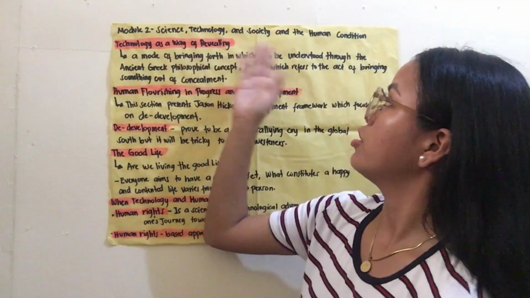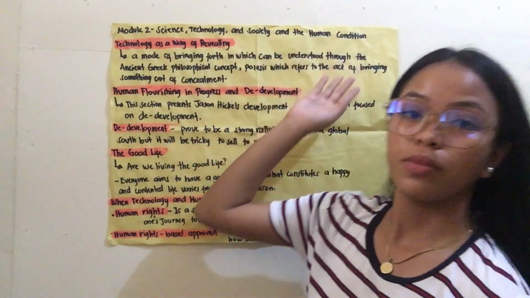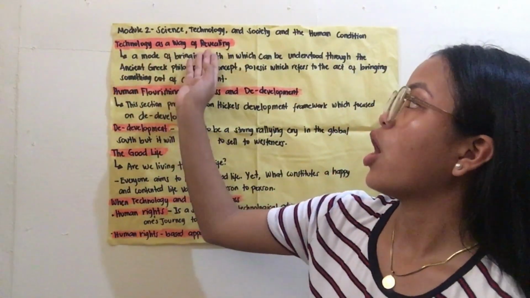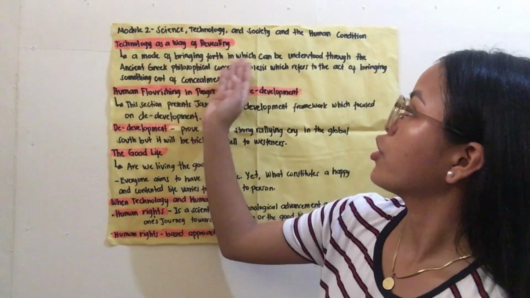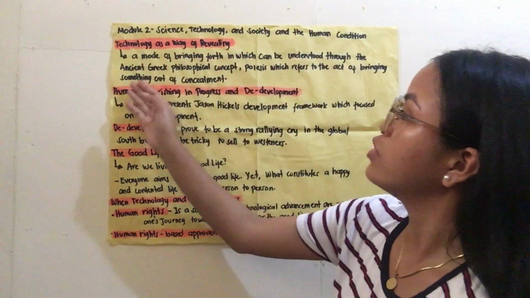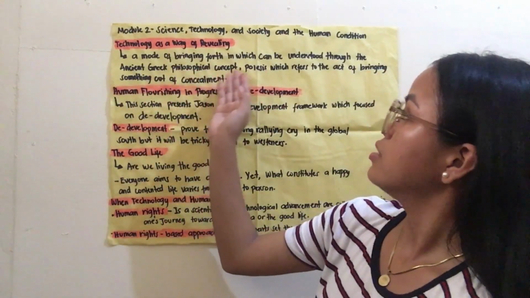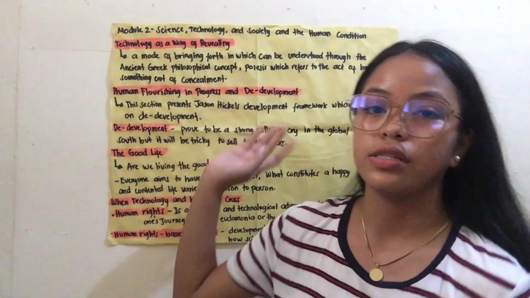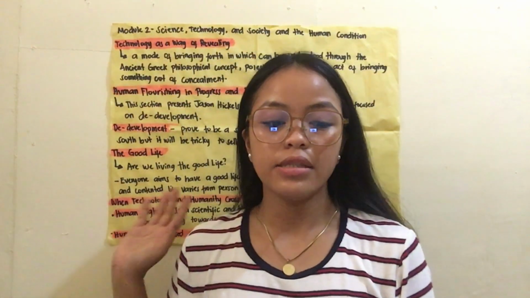The next part is module 2, which is science, technology, and society and the human condition. The first topic is technology as a way of revealing, a mode of bringing forth, which can be understood through the ancient Greek philosophical concept which refers to the act of bringing something out of concealment. This section is about the essence of technology based on Martin Heidegger's work, The Question Concerning Technology.